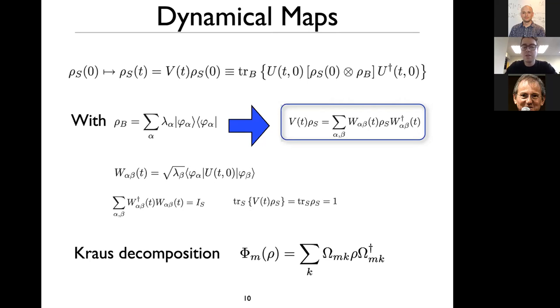So in that sense, our dynamical map has to admit a Kraus decomposition, and you can see from what's given in this blue box and some of the properties of these operators W that it does in general admit a Kraus decomposition. So by construction, a dynamical map with the assumption of an initially uncorrelated system and environment is completely positive and trace preserving.